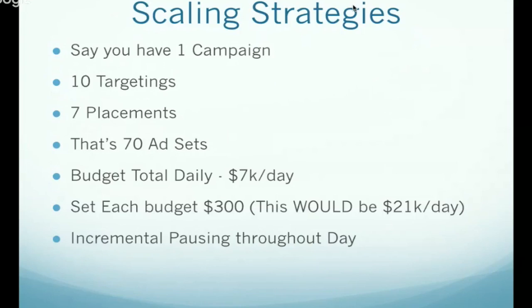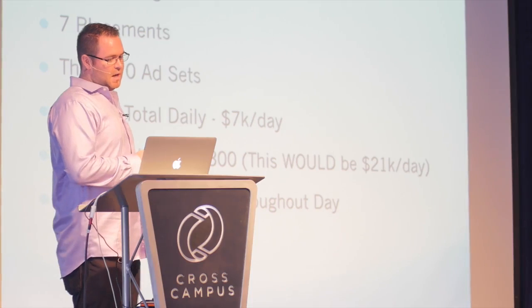So the way that I found, in my opinion almost the only way, that you can actually spend $20,000 to $50,000 a day on any given ad account is to do it like this. Let's say that you have one campaign. It's a website conversions objective. And then let's say that you have 10 different targetings, whether that's broad interest, precise interest, lookalikes, whatever. And then you break it down into 7 placements: desktop newsfeed, iPhone, Android, tablet, etc. That would be 70 ad sets within your campaign, okay?